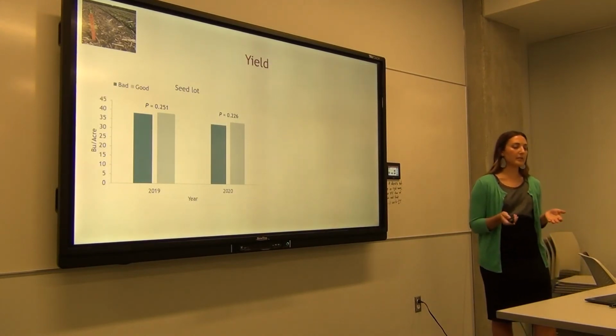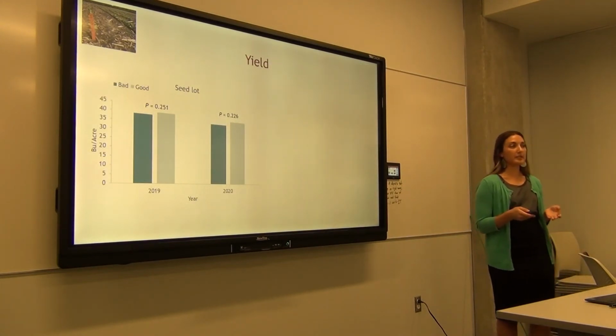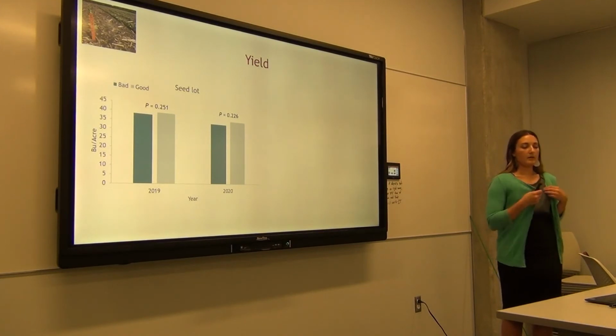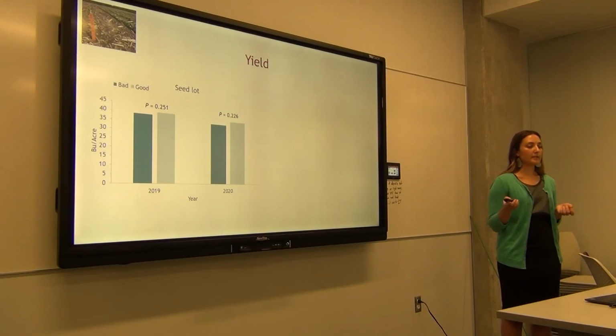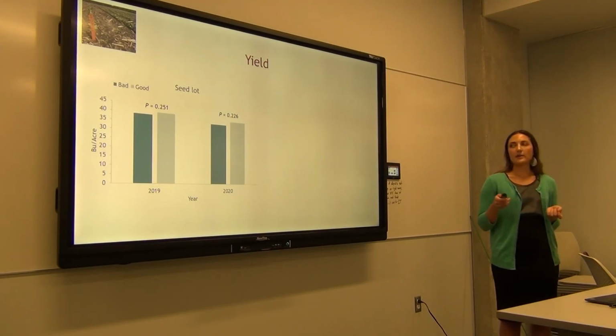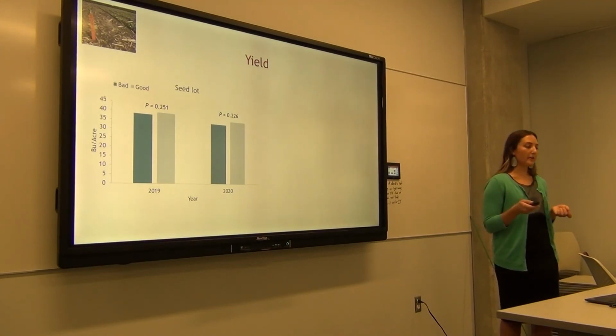And lastly, I'll talk about the yield for the seed rate experiment. When looking at seed lot, we see that in both of the years, seed lot did not have an effect on the yield, but the good seed lot did have numerically higher yield in both years.